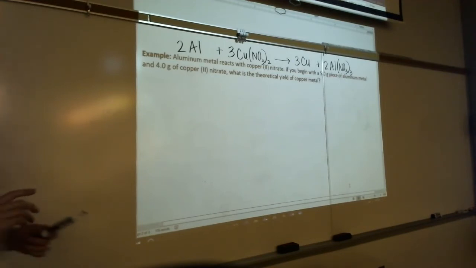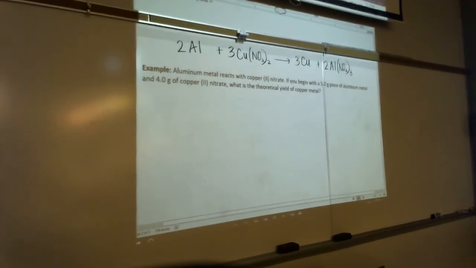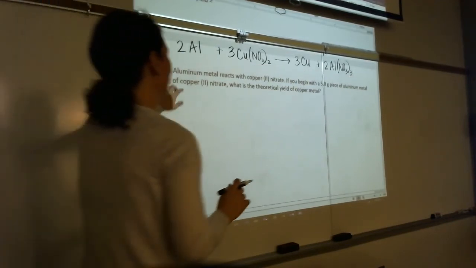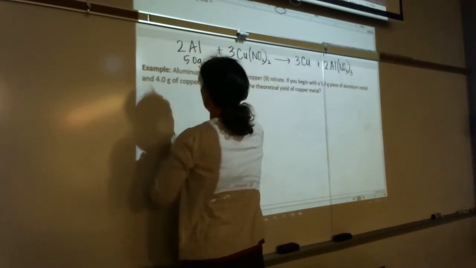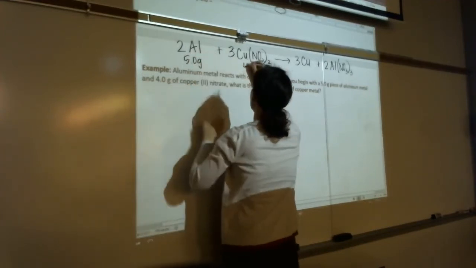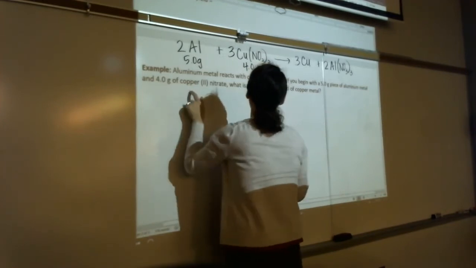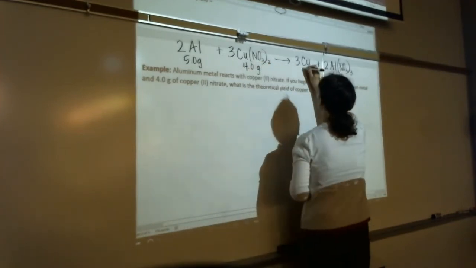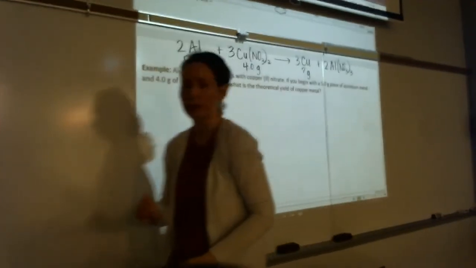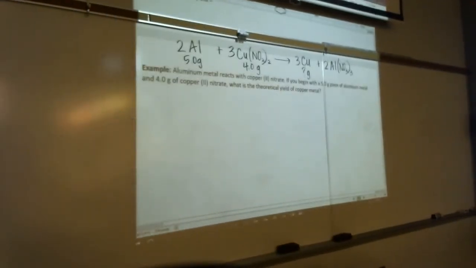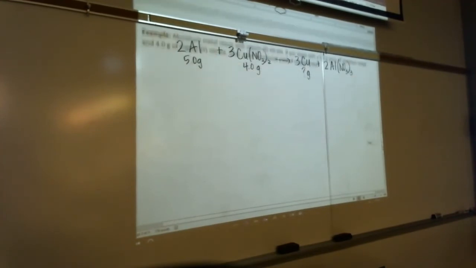All right, now let's write our information underneath and what we're looking for. So a 5-gram piece of aluminum metal, so that's 5 grams, and 4 grams of this. And we're only interested in the amount of copper we're going to get. Don't care about this. We're totally uninterested in that. So I'm going to move the problem out of the way now so that I've got room.